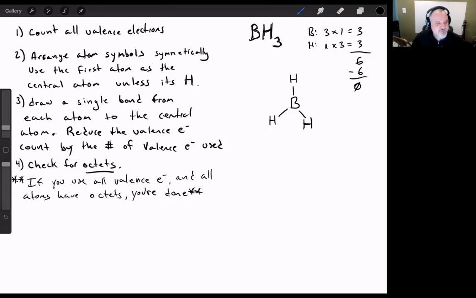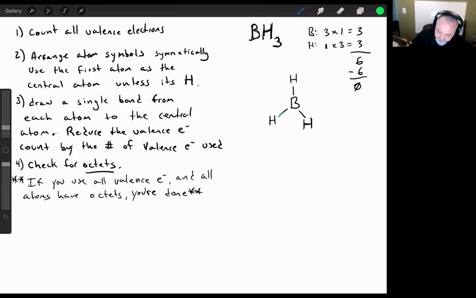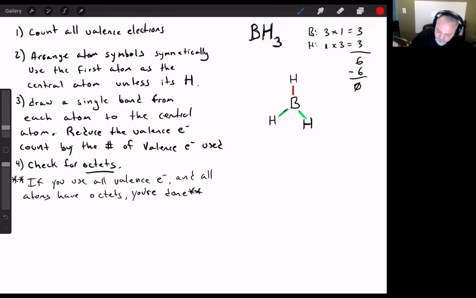Now I'm going to check for octets. Only exceptions here. Does hydrogen have an octet? Yes, because they have 2 electrons around each hydrogen, 2 of them in each bond. Does boron have an octet? 1, 2, 3, 4, 5, 6, we say yes. Boron has an octet because boron only wants to have 6 electrons. And so we're done. We've used all the electrons and everyone has an octet, so we're done with the picture.